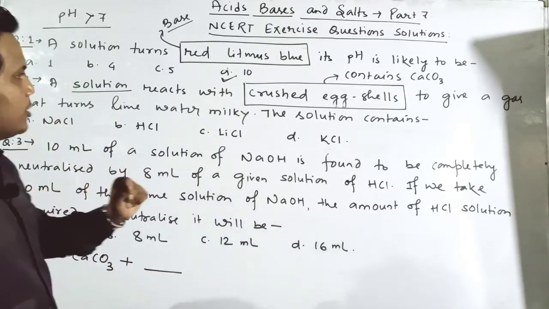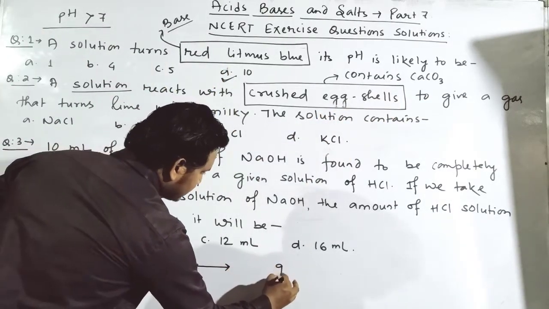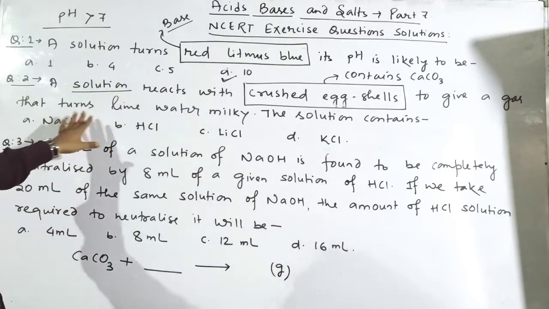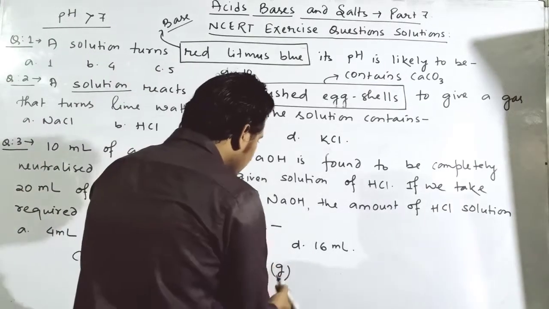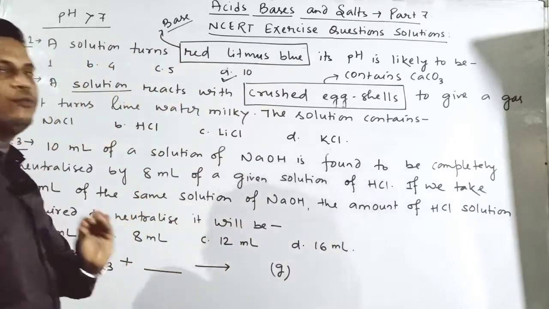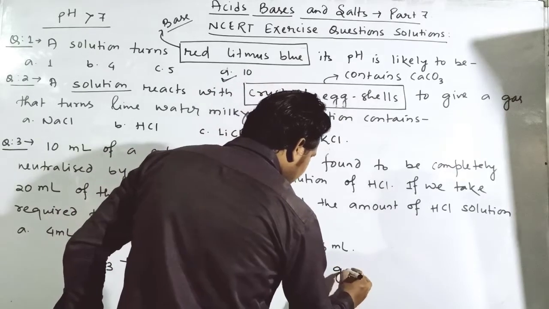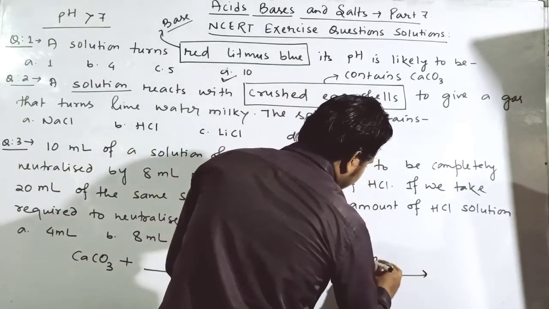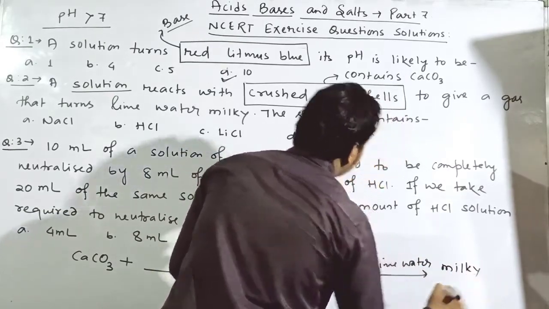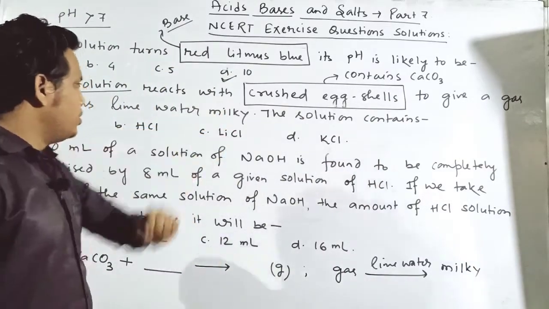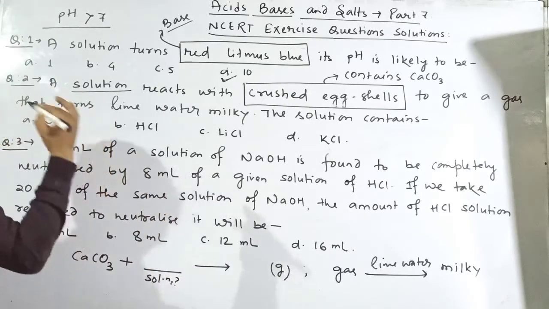After the reaction, what happened? A gas is produced. That gas turns lime water milky, which means the gas which is produced is used to turn lime water milky. This gas will convert lime water solution to milky. So what is this solution? Tell me what this solution will be.